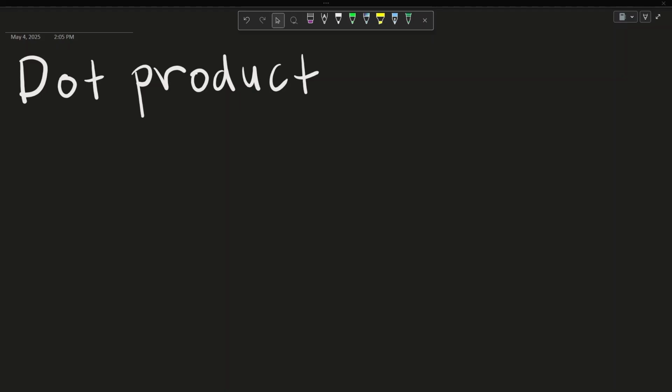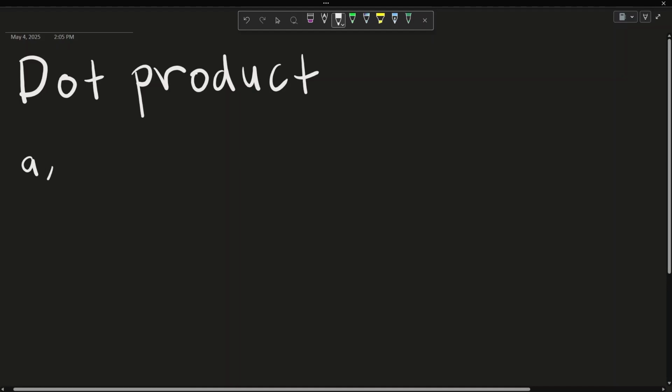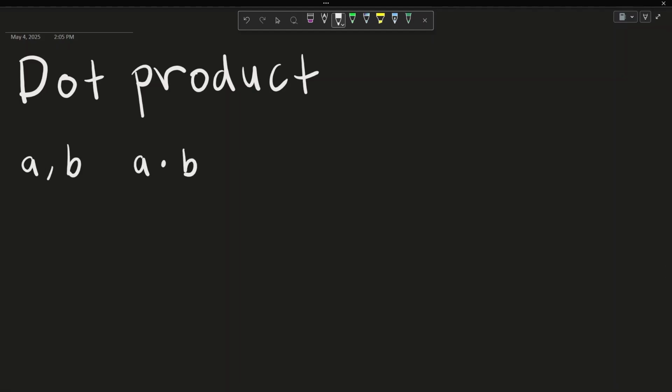Welcome back to Easy Academic. Today in the linear algebra series, we're going to be going over the topic of the dot product. The dot product of two vectors, let's say vector A and vector B, is denoted as A dot B.